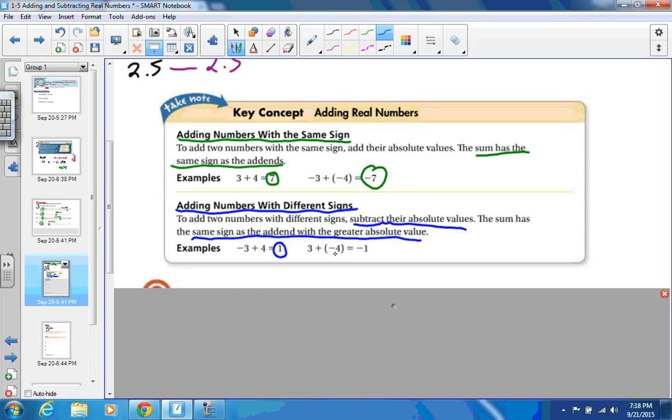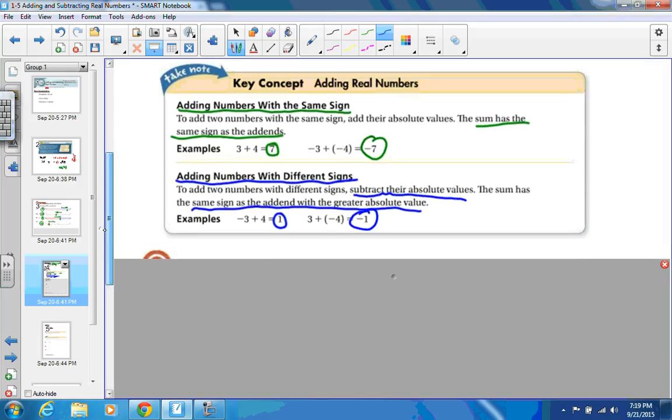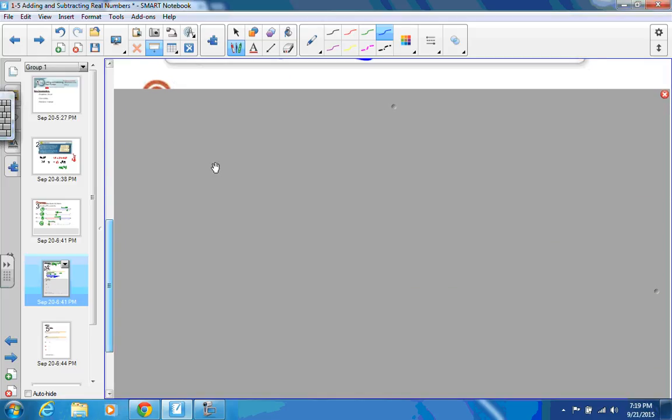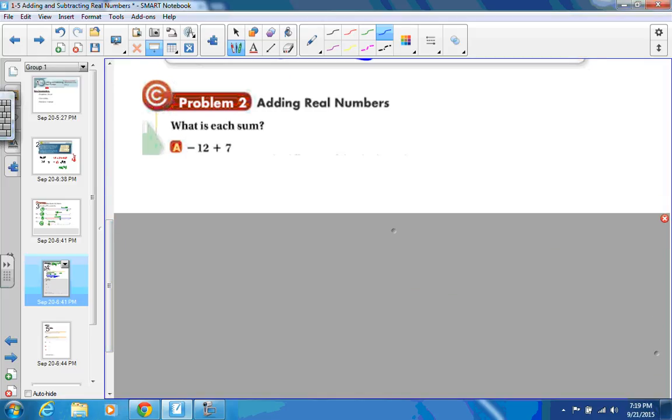Now if you look here, it's negative 4 and positive 3, so 4 is bigger than 3. You take the difference between 4 and 3, it's going to be 1, and there's going to be a negative answer, so it's negative 1. Okay, this way might be tricky or confusing, but it will work if you understand this concept. So this is just using absolute value to find sums. So let's do each one.